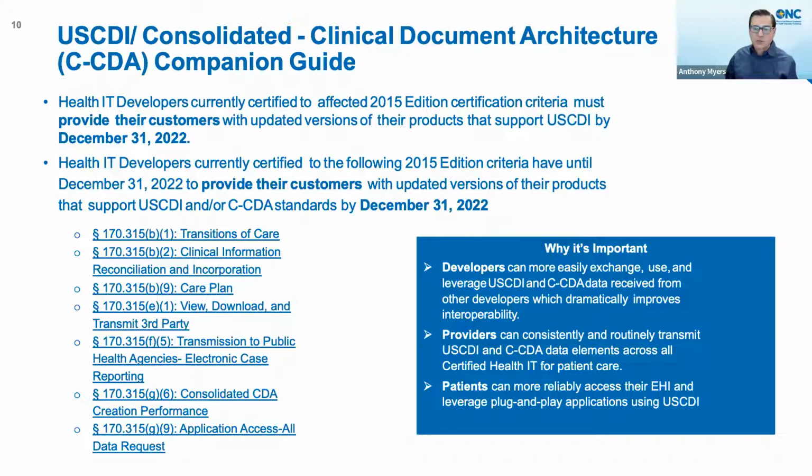So why is this important? Well, developers can more easily exchange, use, and leverage USCDI and CCDA data received from other developers, and this dramatically improves interoperability. And on the provider side, they can consistently and routinely transmit USCDI and CCDA data elements across all certified health IT for patient care. And then finally, patients can more reliably access their EHI, or electronic health information, and leverage plug and play applications using USCDI. Next slide, please.